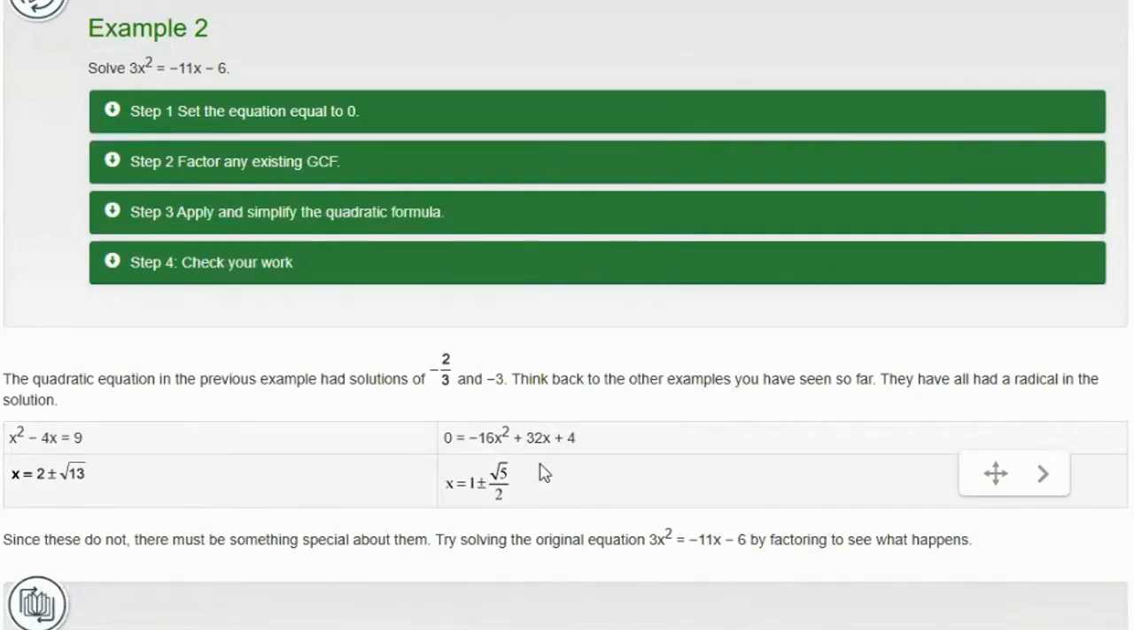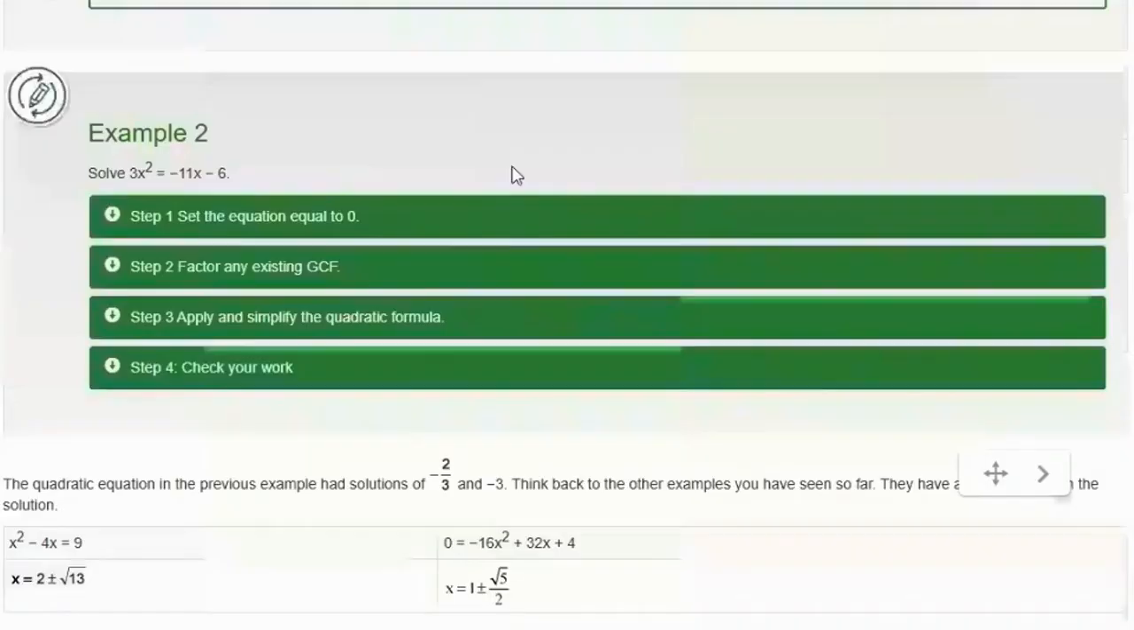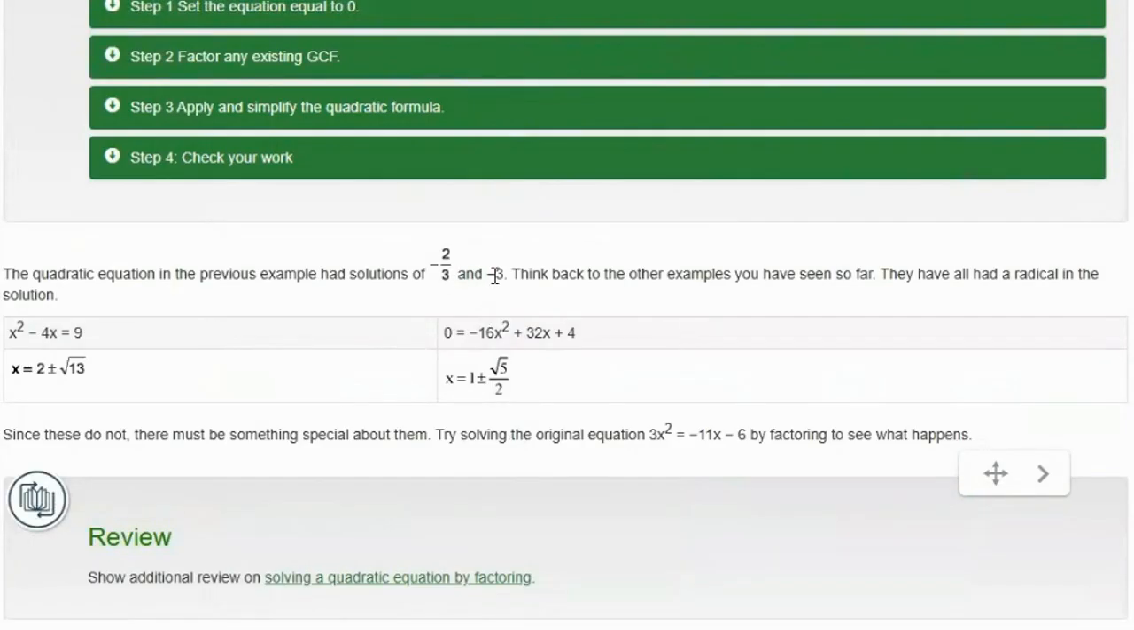Which one is it? Oh, that must have been from up above. 1 plus or minus the square root of 5 halves. That's the other one we saw. They've all had a radical in the solution, right? Square root of 13, square root of 5 over 2. This one, apparently, if you do this one, you'll get some nice negative 2/3 and negative 3.